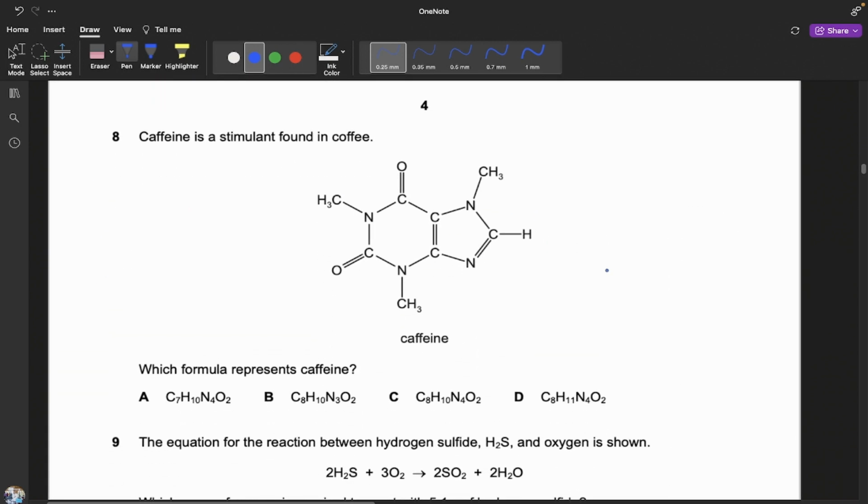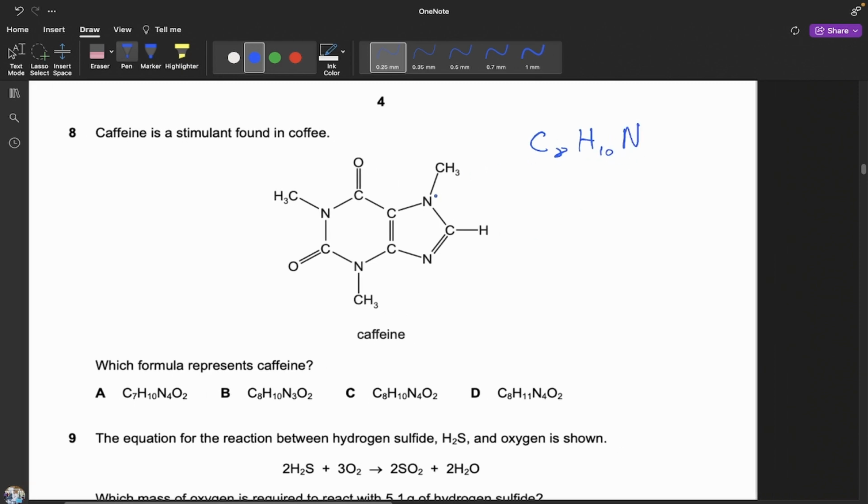The next question. Caffeine is a stimulant found in coffee. Yes, it's a very common one. Which formula represents caffeine? Okay, you can count the number of carbons first. You can follow this order: 1, 2, 3, 4, 5, 6, 7, 8. 8 carbons. And how many hydrogens? 3, 6, 9, 10. 10 hydrogens. Nitrogens: 1, 2, 3, 4. 4 nitrogens. Oxygens: 1, 2. Only 2. So which one is the most resembling one? C is the most resembling one.